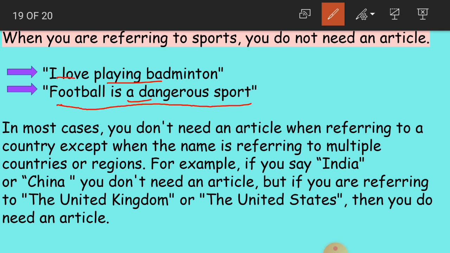Okay. So when and when not to use an article. In most cases you don't need an article when referring to a country, except when the name is referring to multiple countries or regions. So for example, India or China. If you say I love India, we do not say I love a India, I love the India, I love an India. No need. Even China also. It is a singular word, and it is a country which does not have multiple countries inside it.